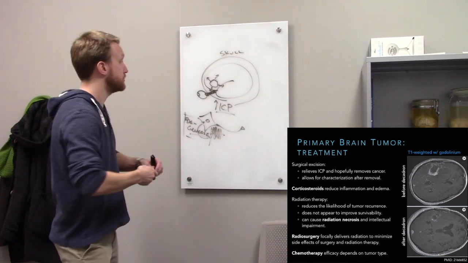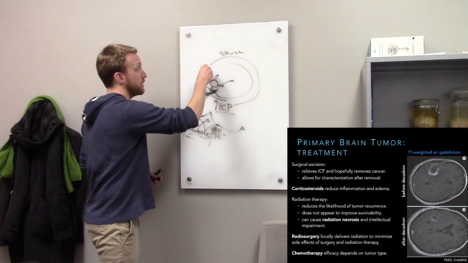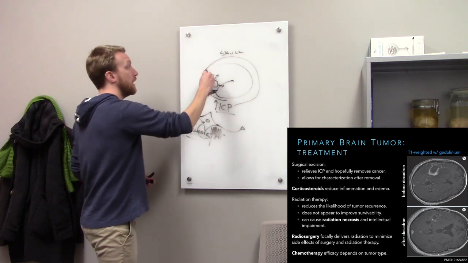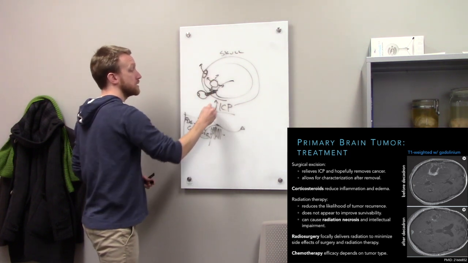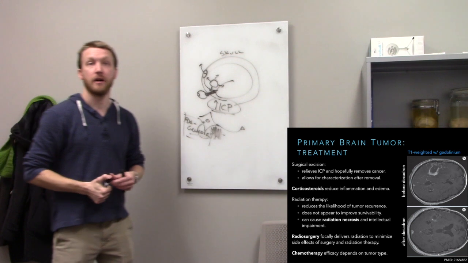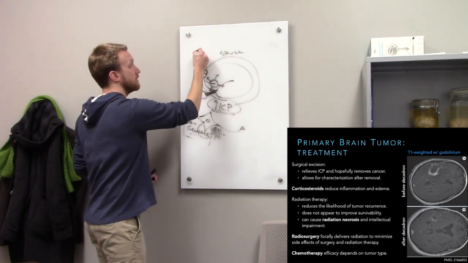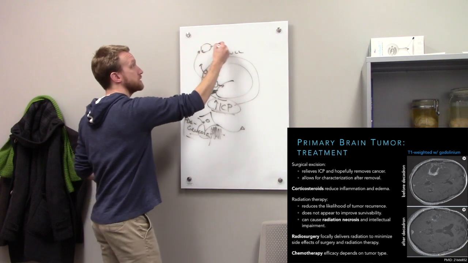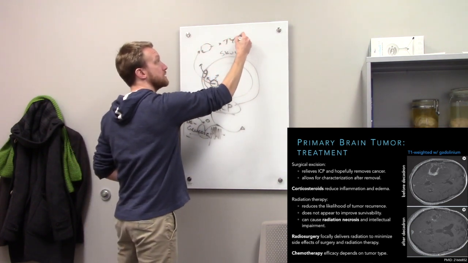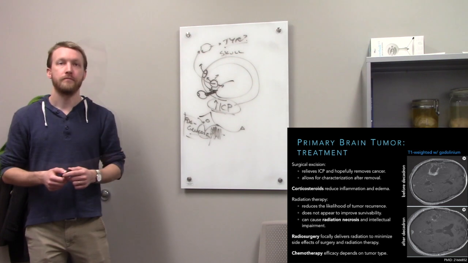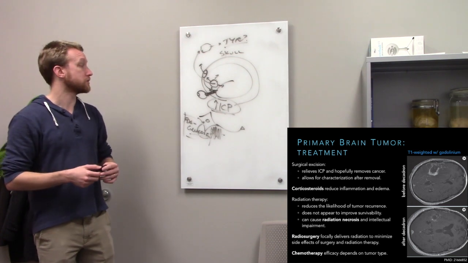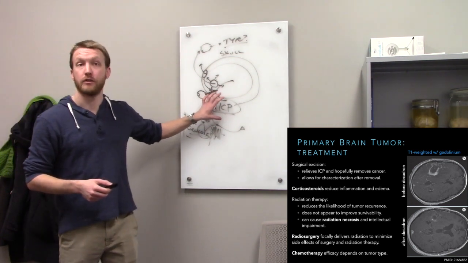So of course, if we're going to remove this mass lesion, we have to open up a hole in the skull, and that can allow us to relieve some of that pressure that's built up. When you take out the tumor, you can then do analysis to determine what type of cell it is. Now, we can also use corticosteroids to relieve that intracranial pressure.